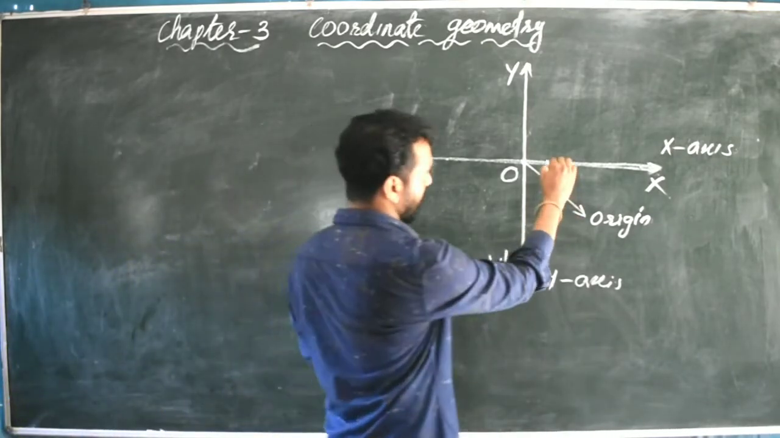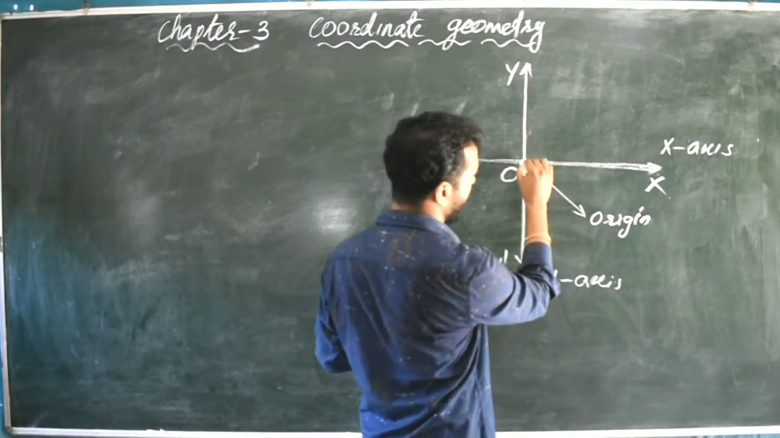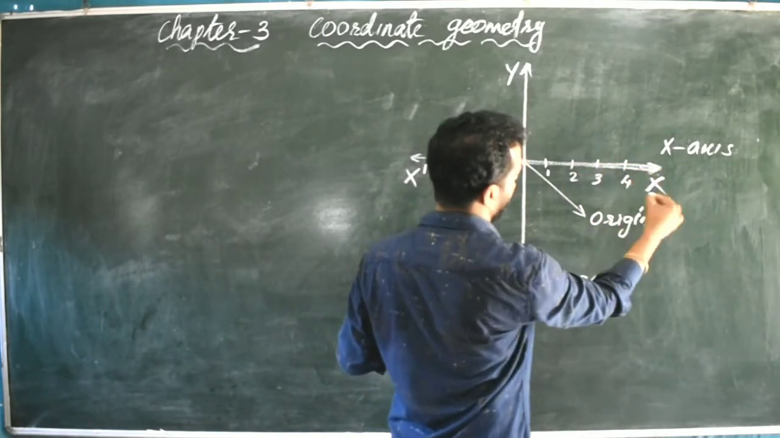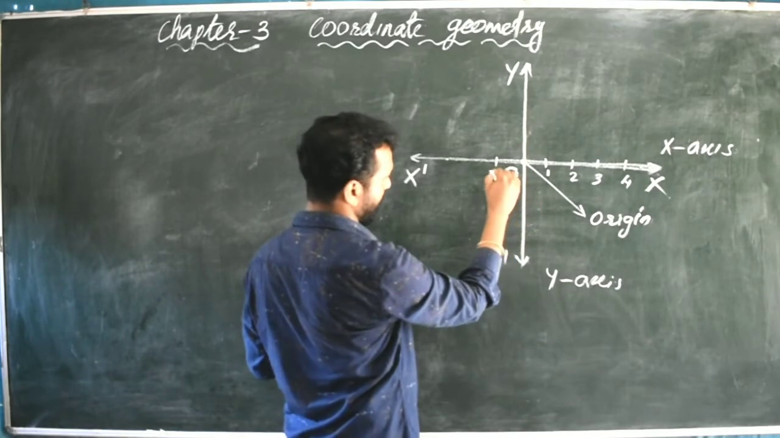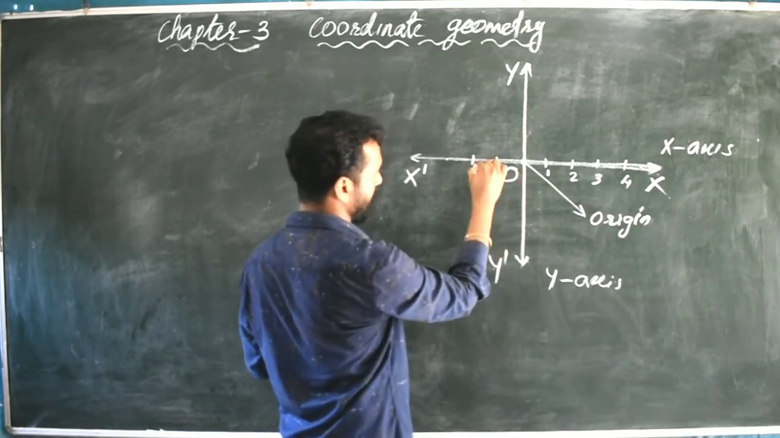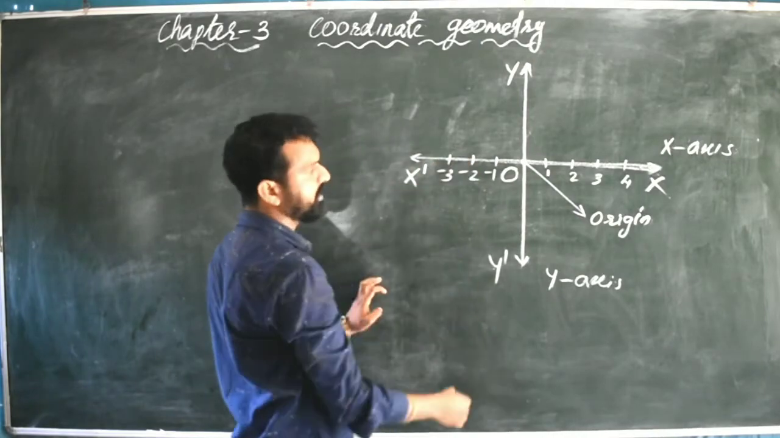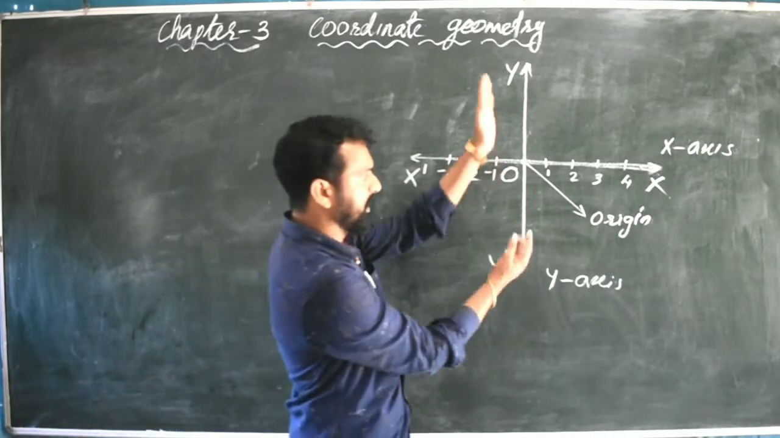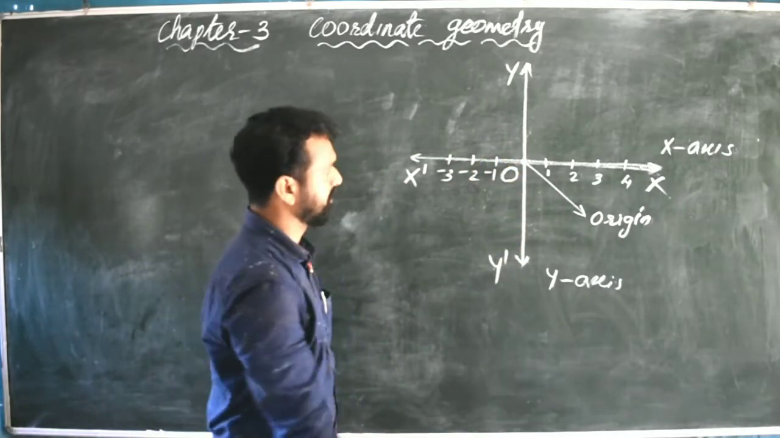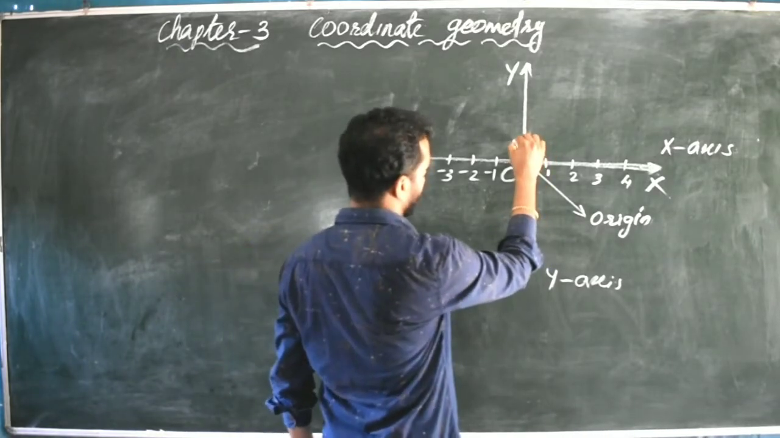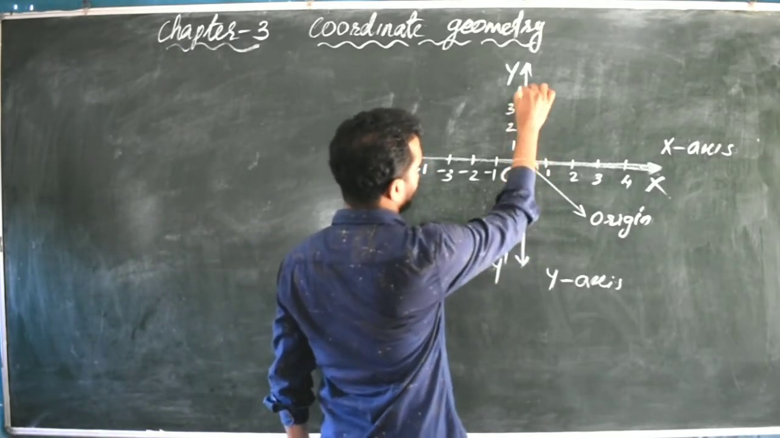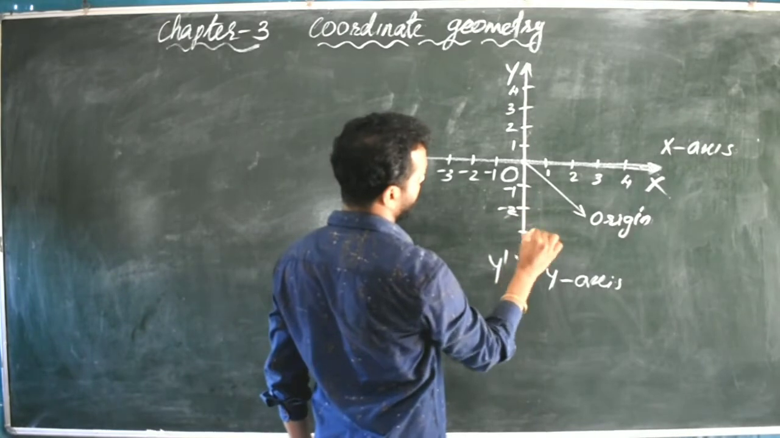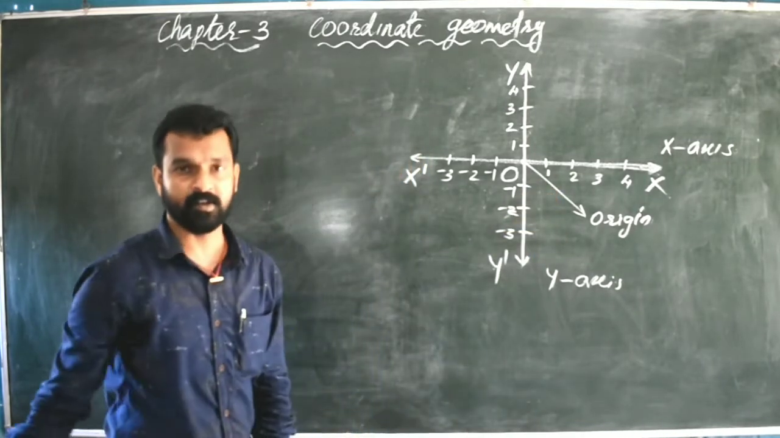After that, we will mark the points here. To the right side of the origin on the x-axis we have positive numbers 1, 2, 3, 4, 5, etc. To the left side of the origin on the x-axis we have negative numbers -1, -2, -3, etc. Just imagine that the x-axis is a number line, and we keep another number line perpendicular to it, that much only. Above the origin, on the y-axis, we mark positive numbers 1, 2, 3, 4, etc. Below it, negative numbers -1, -2, -3, etc. Then we can locate a point on this plane.